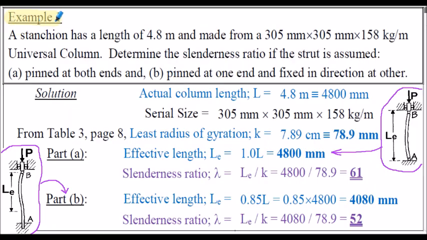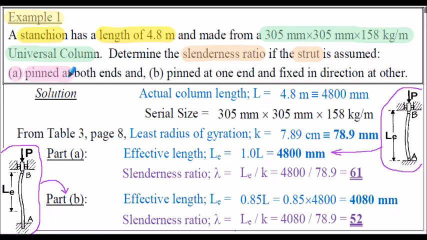Let's consider example 1. Here a stanchion, a strut, has a length of 4.8 meters and is made from a 305 millimeters by 305 millimeters by 158 kilogram per meter universal column. We're asked to determine the slenderness ratio of the stanchion or strut if the following are assumed. A, the strut is pinned at both ends, and B, the strut is pinned at one end and fixed in direction at the other. Now here's our solution work for us here.